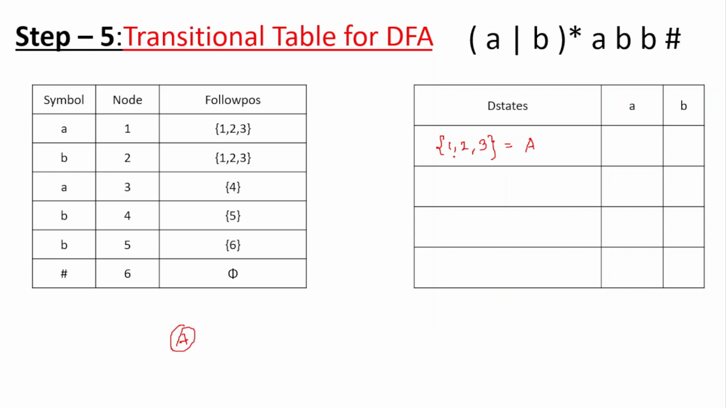A is a state. So we're also going to write A here. We have to see 1. So 1 is here, and we're going to come here and also see the node number. So 1. From 1, my follow pos is 1, 2, 3, which is the same as this one. So from 1, I get the same thing.